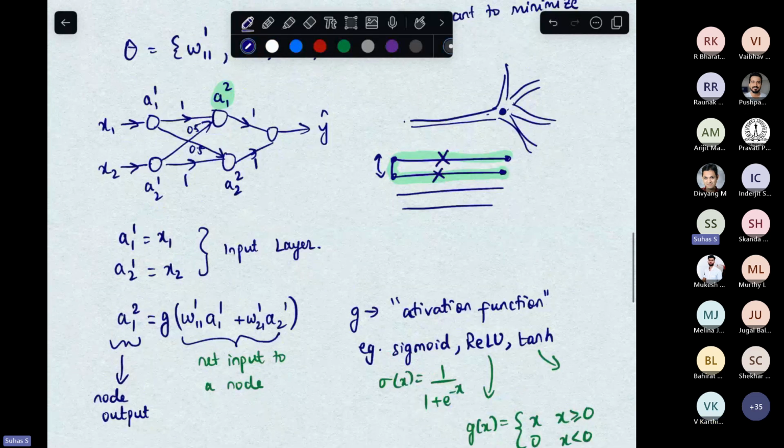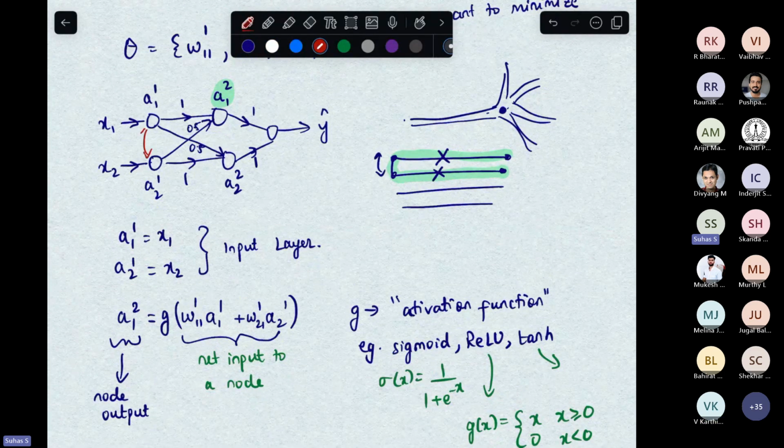You don't have a connection between these nodes because you have a very nice dense connection between the layers of nodes. Okay, got it.